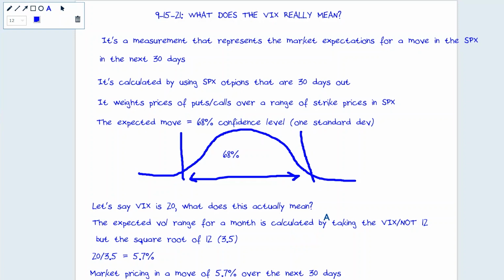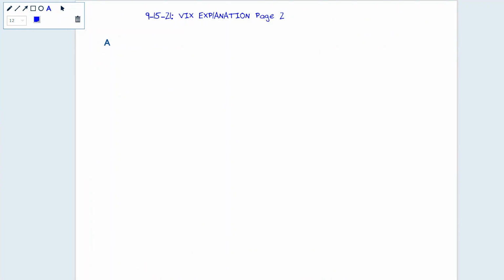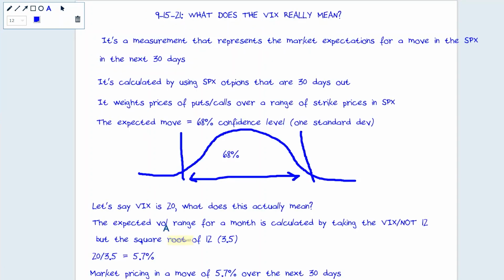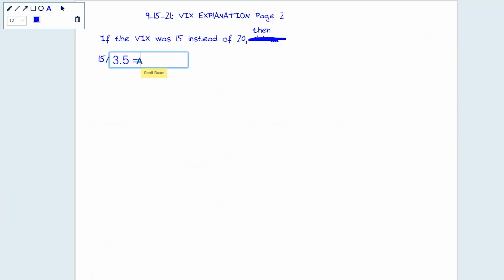So if we were to compare that to a VIX that is closer to its historic levels, we would use the same calculation but with the VIX at 15. We would take 15 divided by that same denominator of roughly 3.5. Remember, square root of 12. And that calculation comes out to 4.29, 4.3, I'll round it off. So if the VIX was 15 instead of 20, then the expected move over the next month is 4.3%.